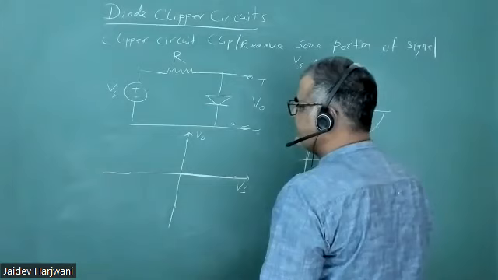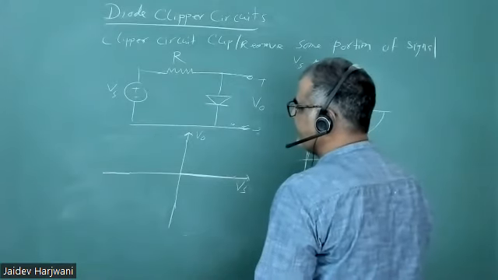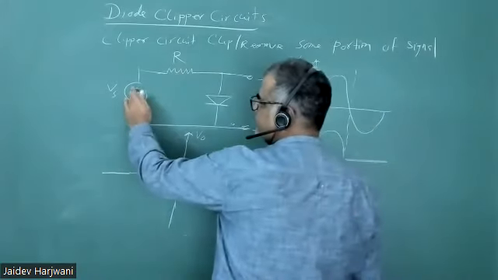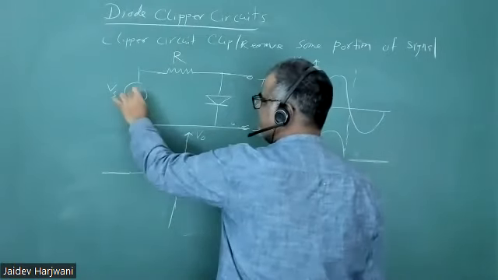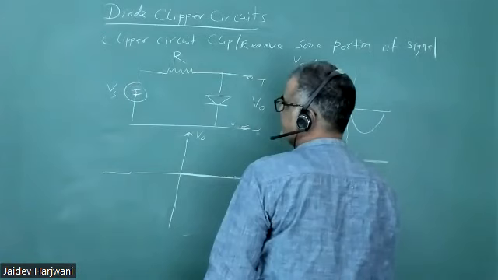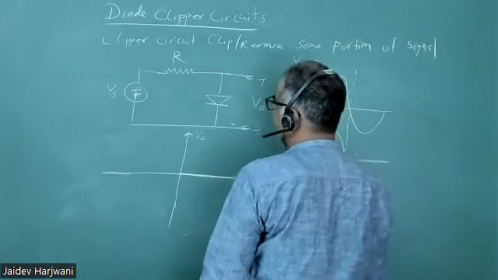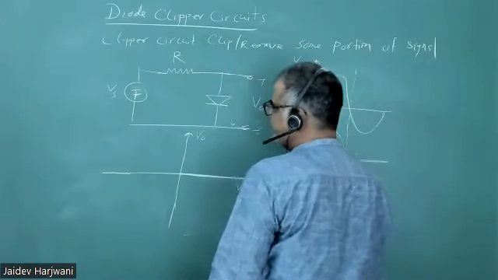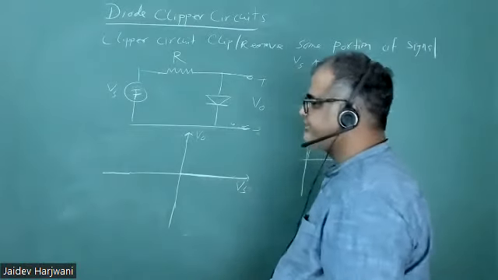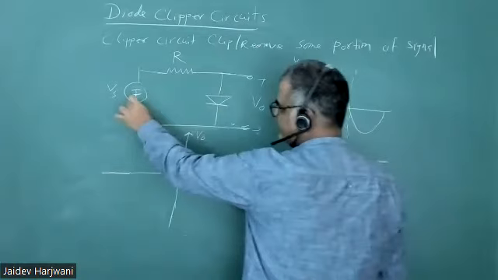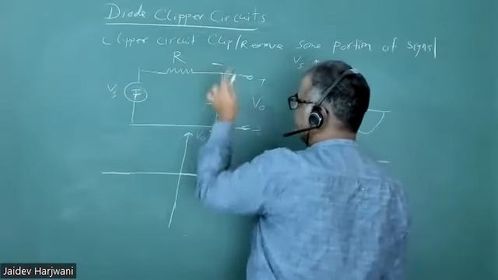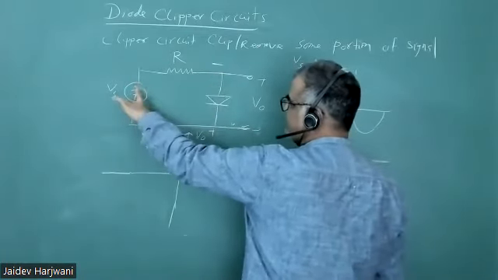And for negative, what will happen? If you apply negative voltage, Vs, like this minus plus, then what will happen? Then it will be open, sir. Then V0 will be minus Vs, because you are measuring like this, and this voltage is coming like this. So your V0 is equal to minus Vs.